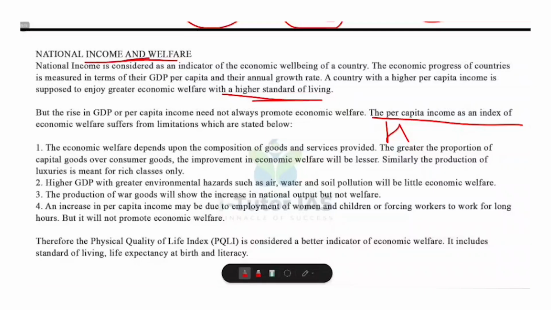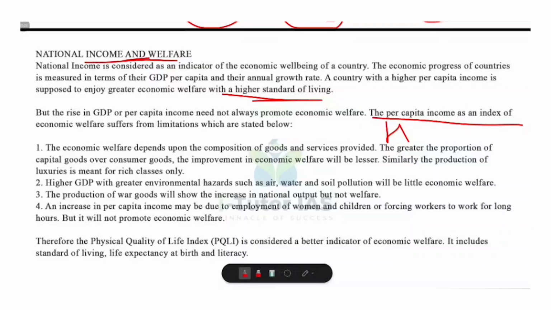Just because GDP or per capita income rises, it doesn't always mean people are better off. What are the reasons why we are saying that? Because of the composition of goods, environmental damage, war goods, poor working conditions, etc. Composition of goods means if the economy produces mostly capital goods like machinery instead of consumer goods, people may not feel better off. Luxuries may benefit only the rich and not the poor. And environmental damage: high GDP growth that causes pollution does not improve welfare.